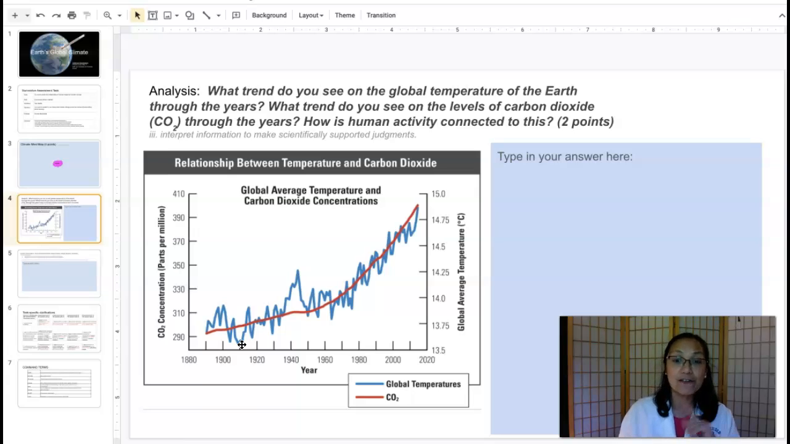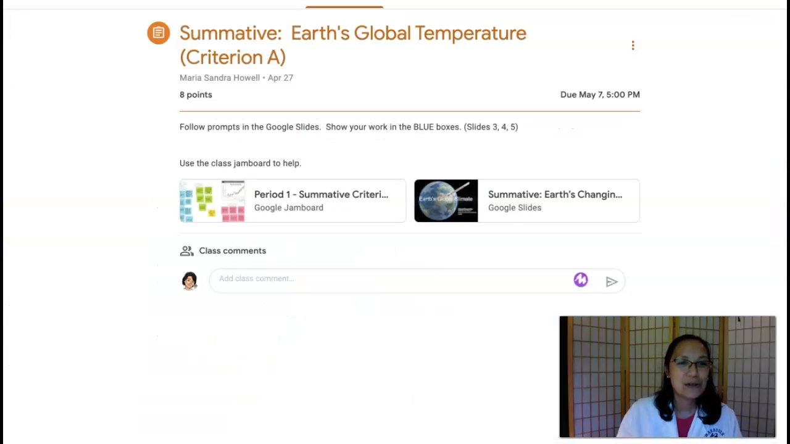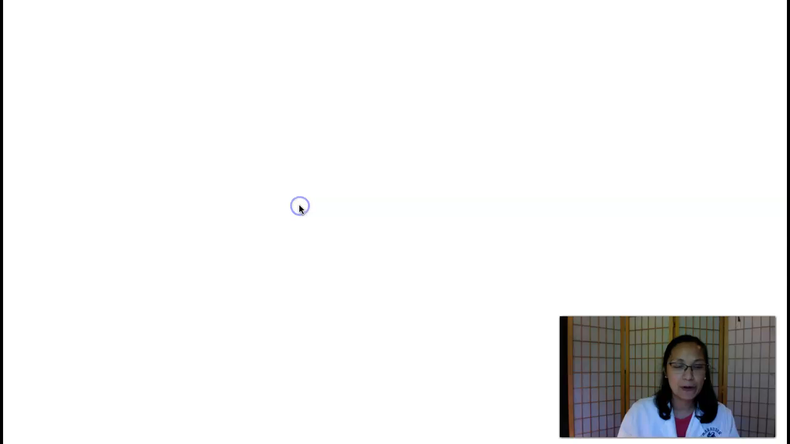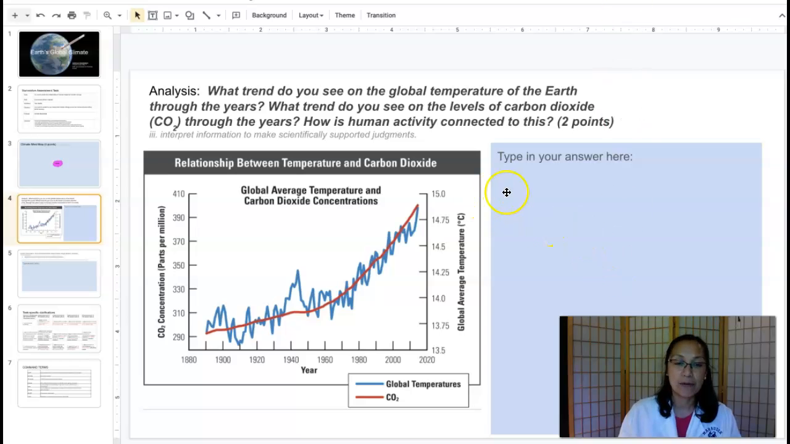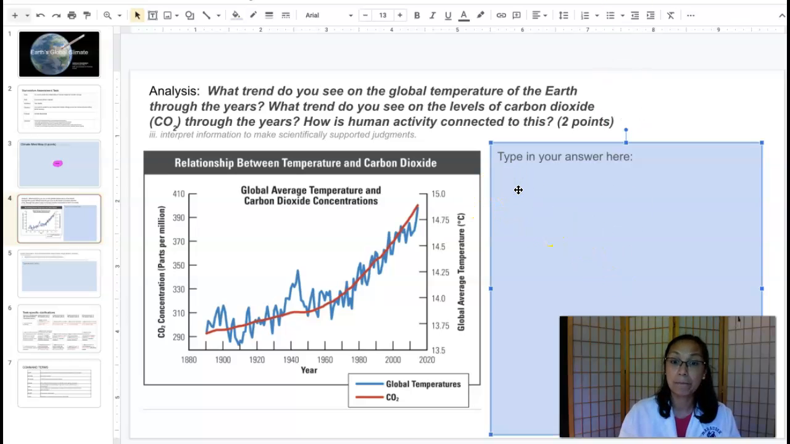If you still need help, you may use the class Jamboard. All right, the class Jamboard has frame 1, and we've worked on this, right? Read through your classmates' answers so that you can answer it on your own and type your answer into the blue box. So that's slide 4.